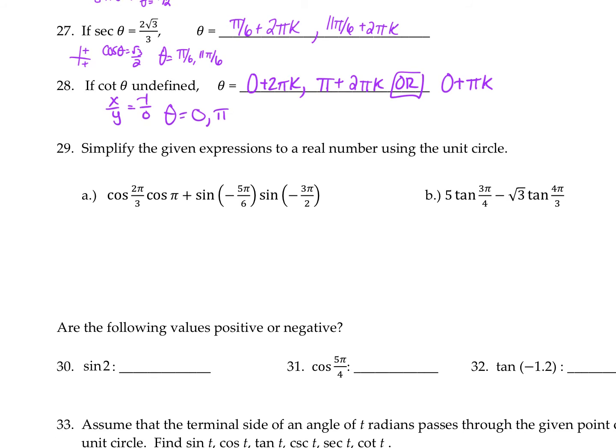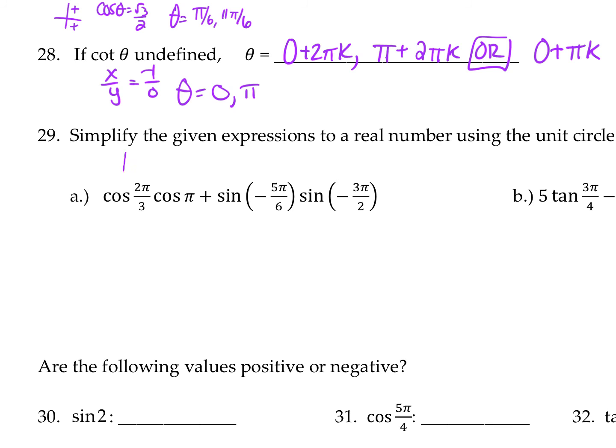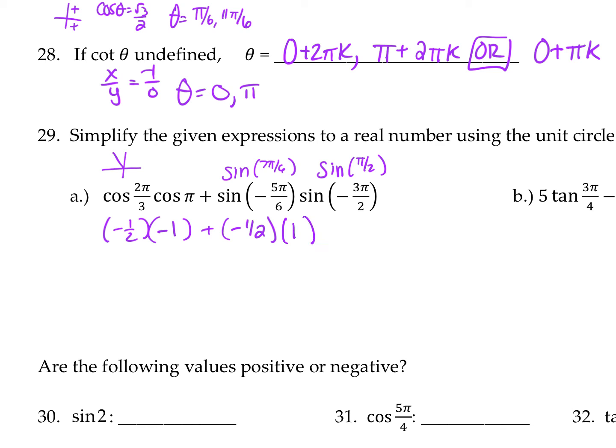All right, we're going to simplify some of these expressions by inserting the unit circle value. So cosine at 2 pi over 3 is negative 1/2. Cosine at pi is negative 1. Sine at negative 5 pi over 6 is the sine at 7 pi over 6, which would be negative 1/2. And then sine at negative 3 pi over 2 is the same as sine at pi over 2, which would be 1. So it's going to be 1/2 plus negative 1/2, which would be 0.